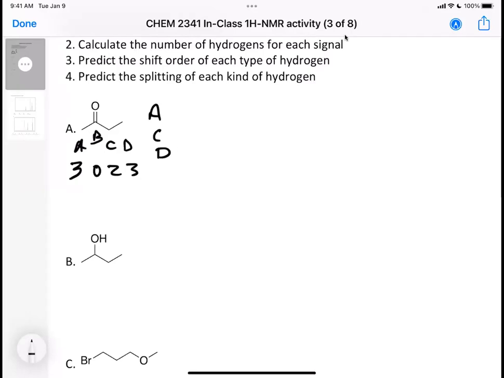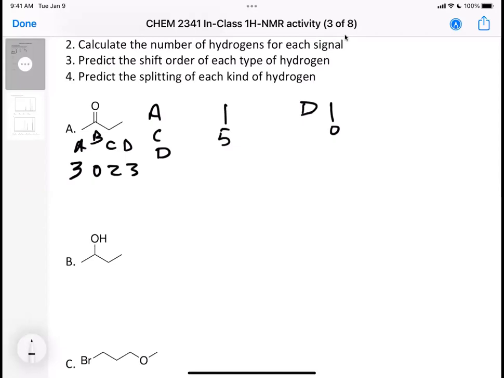Now we want to predict the shift order and the type of hydrogen. So which one is going to be closest to 0, upfield? D, because it is the furthest away from any electronegative atom. So if this is 0, and this is, well, let's do 5, we're going to have D furthest upfield. Okay, so that gives us A and C. A and C are going to be further downfield, but which is going to be more upfield?